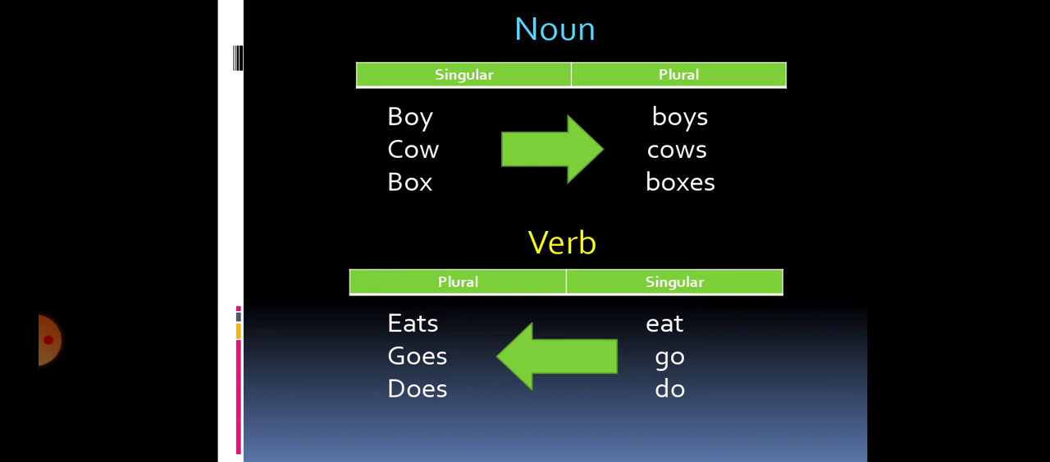Now let me explain how you will make a singular noun into plural. When you are making a singular noun into plural, you are adding s. Okay, boy means one boy, and boys means more than one. Cow, one cow. Cows means more than one. Then box, one box, and boxes is more than one. So one is singular, and after you add s, it becomes plural.